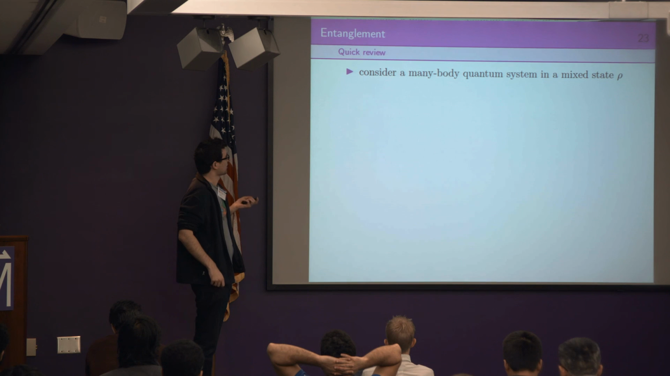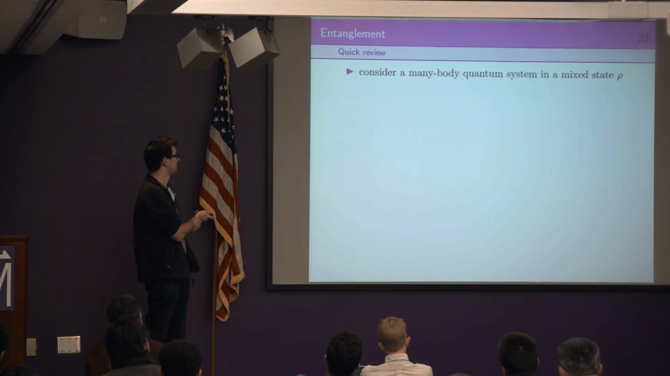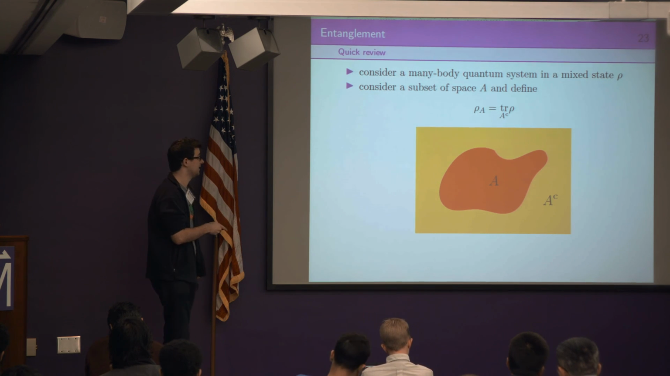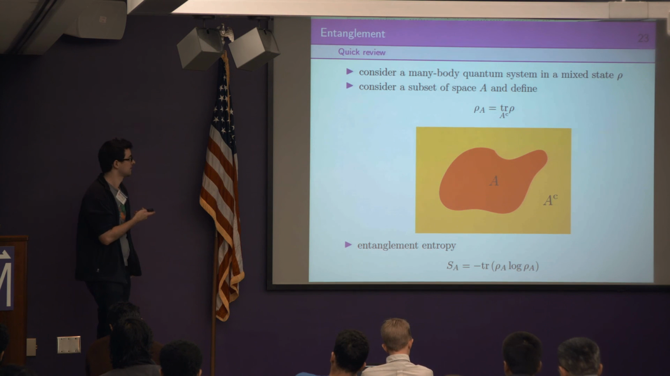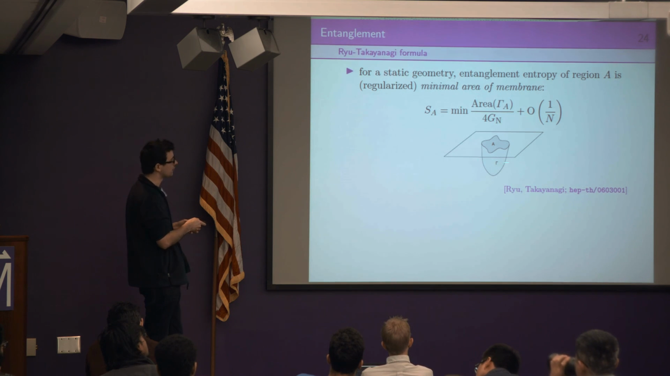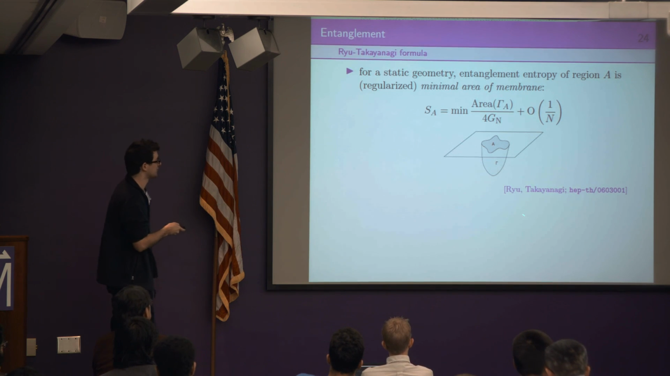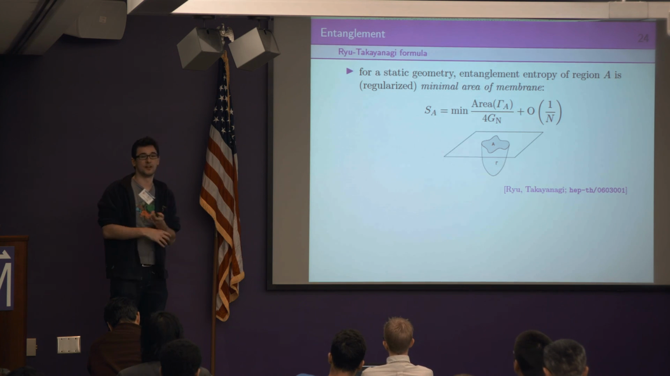All right. In the last few minutes, I want to comment on entanglement, because this is something where I think there's really a very nice connection between holography and many-body systems. So consider a many-body quantum system in some mixed state and define its reduced density matrix by taking some subregion of space A and tracing out all of the other degrees of freedom. Okay? The entanglement entropy is then the von Neumann entropy of this reduced density matrix. Now for a static geometry, the entanglement entropy of a region A was conjectured by Ryu and Takayanagi to be the minimal area of a membrane that essentially hangs in the bulk and is homologous to the region A in the boundary theory. This conjecture was proved at leading order in the gravitational coupling constant about 7 years later, and it's been even proved beyond that, I think, more recently.